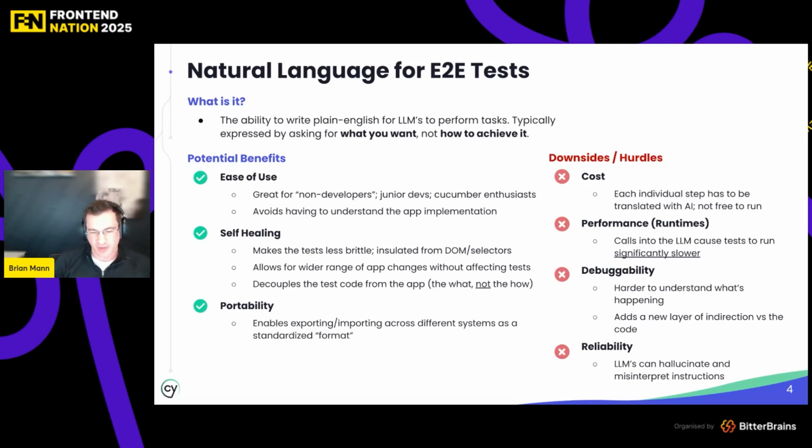So first off, if you're used to writing code, code is free to run, but having every individual step translated by AI is definitely not free. And as a result, because you're using AI, quite frequently you will see the run times just absolutely balloon and run orders of magnitude slower, because you're translating between English, or whatever your natural language is, into code. That adds a layer of obfuscation, or indirection, relative to what you would be writing with code. So debugging is hard.